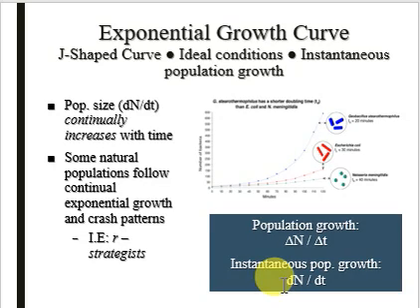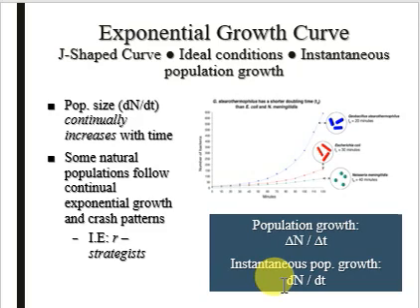Ultimately, populations growing in this way must crash as they run out of resources. Some natural populations will follow continual exponential growth and crash patterns. And that's kind of the overall life cycle that is repeated for each generation. These species are called r strategists, since evolution has shaped them to maximize their intrinsic rates of increase. So these include fast-growing species such as insects, weeds, even some marine invertebrates.